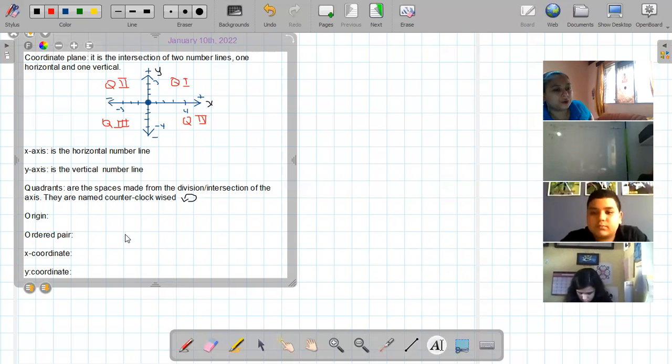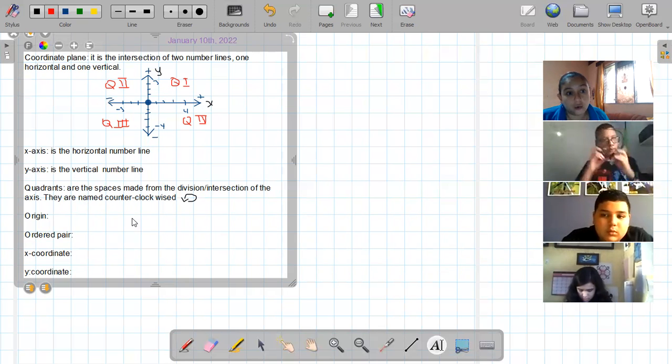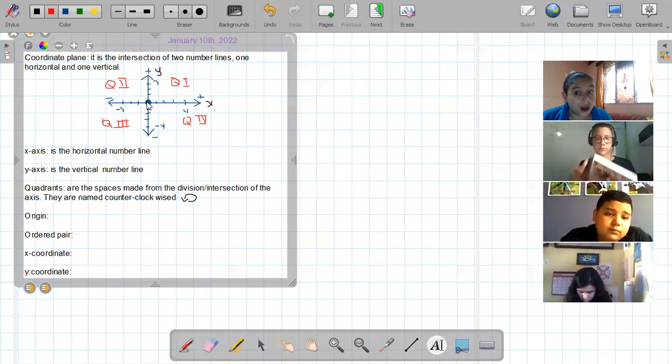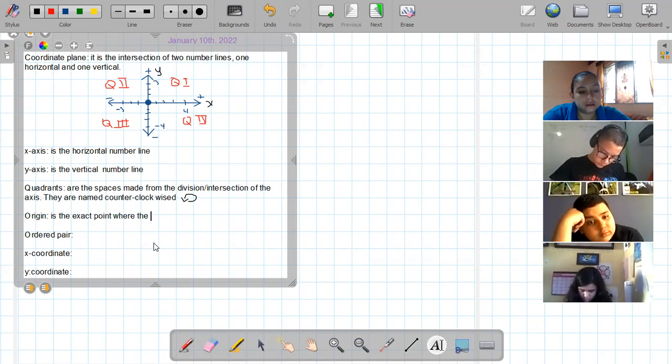I'm talking about the origin. So the origin, like some of you said, is where the intersection of the two number lines occurs, right in the middle, right in the center. That is the origin. Why? Because that's the zero of both number lines. Zero for the X, but also zero for the Y, that exact point. We're going to say the origin is the exact point where the number lines of X and Y intersect.